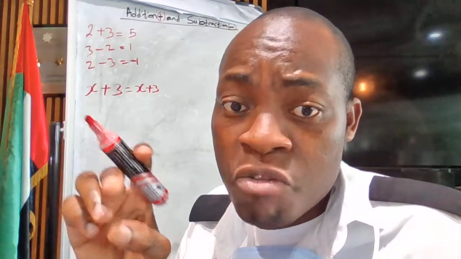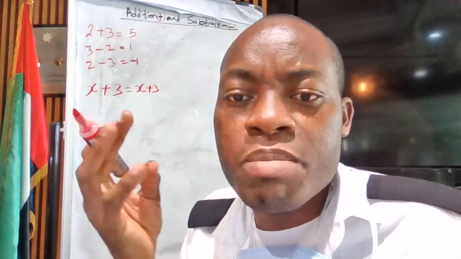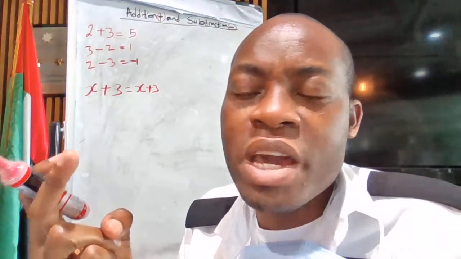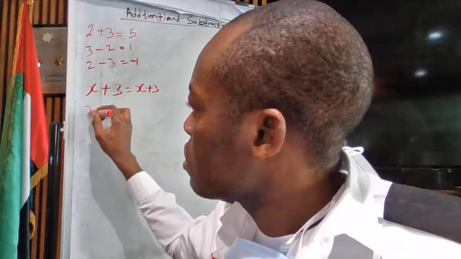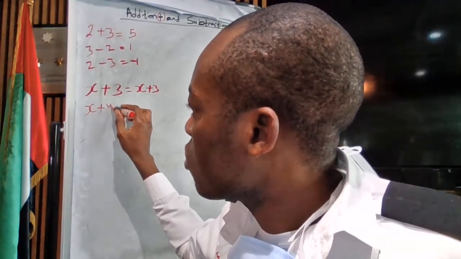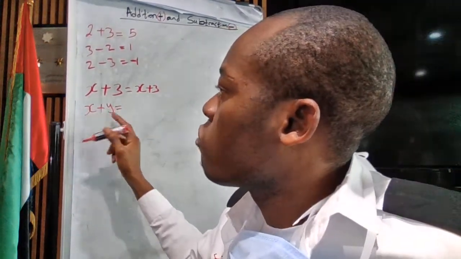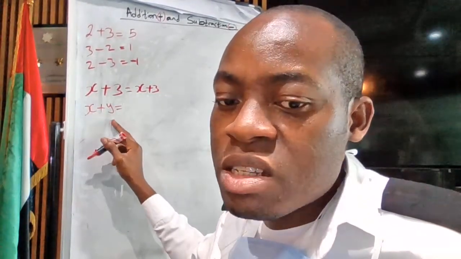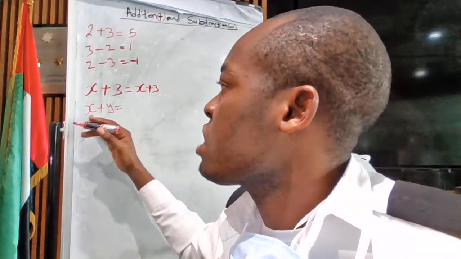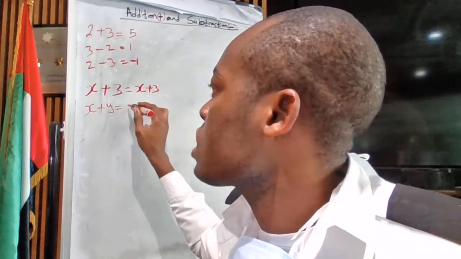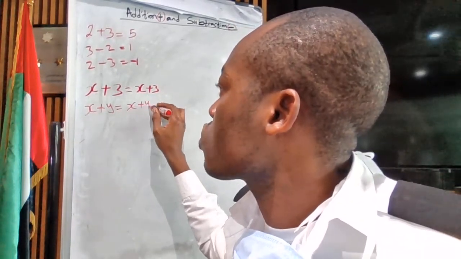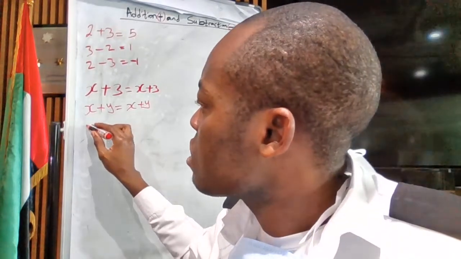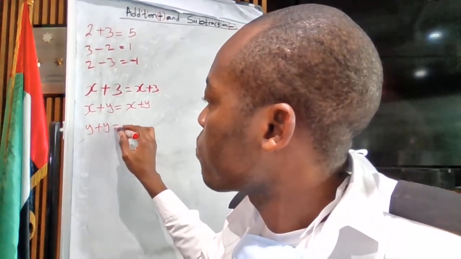Before you can add alphabets, they must be of the same case. They must be of the same entity. Let's look at this. This is S, small letter x, and small letter y. They are of the same case, but they are of different entity. That means you cannot add them. S and y, they are two different things. So the answer will still remain as what? S plus y.